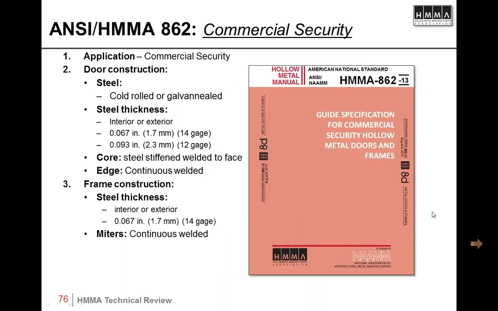Now 862, it's laid out in the same way, the CSI format. In this, your interior construction starts at 067, which is 14 gauge. Your exterior starts at a 12 gauge. I'm sorry, your face sheets, not your frame. So that's upgraded construction from the commercial construction. Your frame construction, which is still hollow metal, is 14 gauge or 067. All miters for this product are specified as continuously or profile welded.